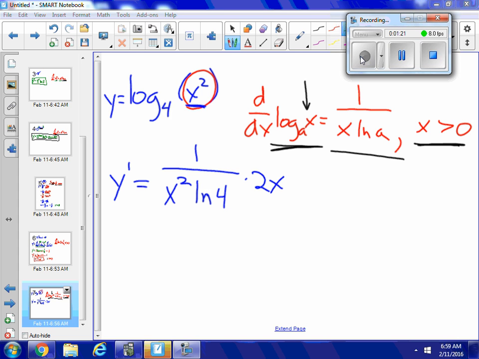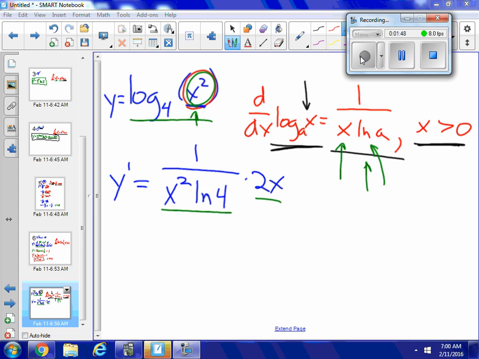So again, you can kind of see it. I have log base 4 of x squared. So x squared is my argument. That gives me 1 over, well, it's x squared times the logarithm of the base, which is 4. So that's the bottom part right there. But I have an inside function of x squared, so I have to take the derivative of that because of the chain rule, and that's the 2x here.